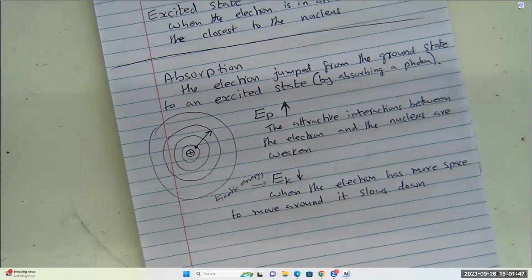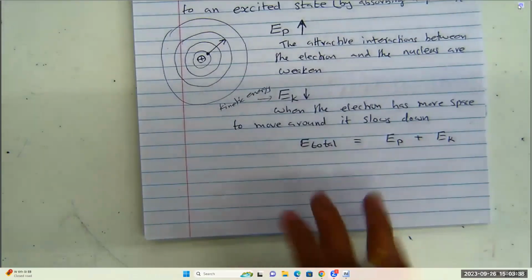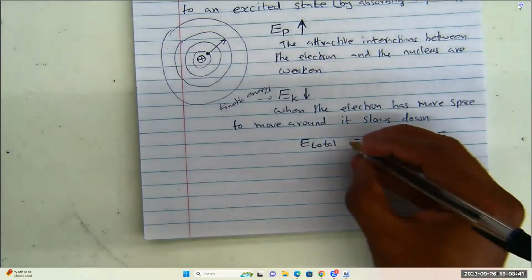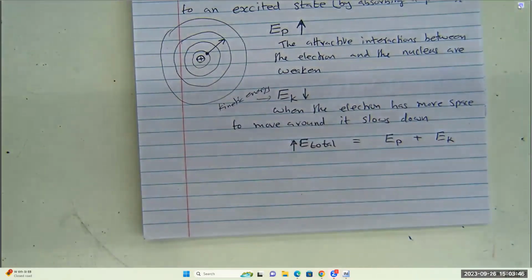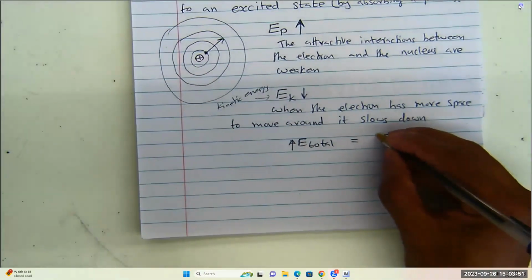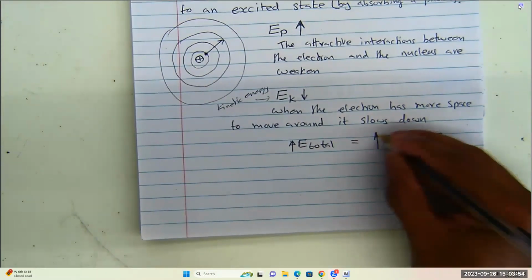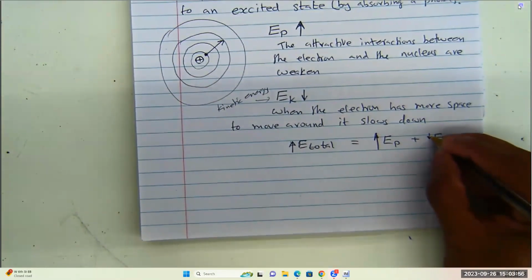One last thing here to finish our discussion about absorption, the total energy. We see that the potential energy goes up during absorption. The kinetic energy goes down. On your whiteboards, what should happen to the total energy of the system? Go ahead. I say the total energy goes up. That's what I say, meaning the increase of the potential energy is much greater than the decrease of the kinetic energy.